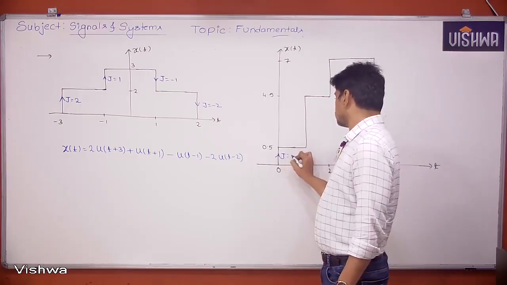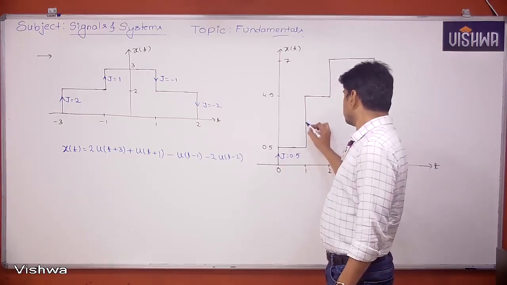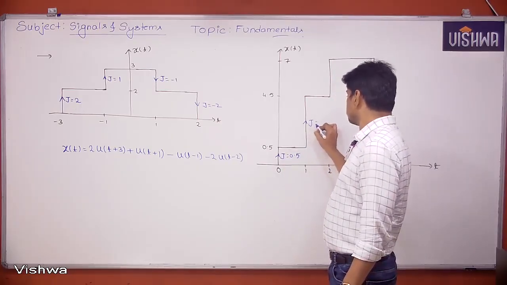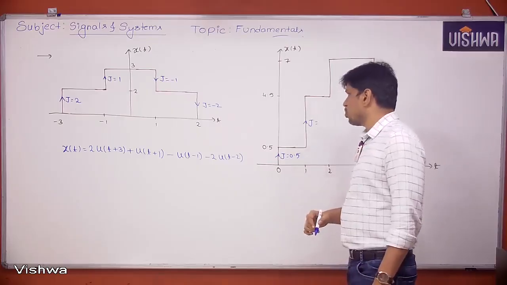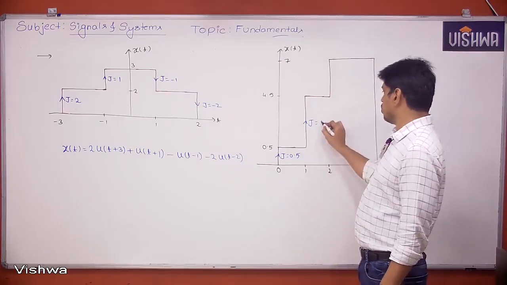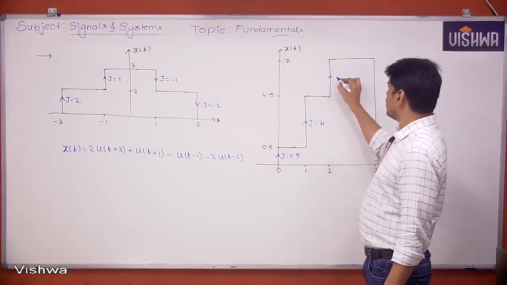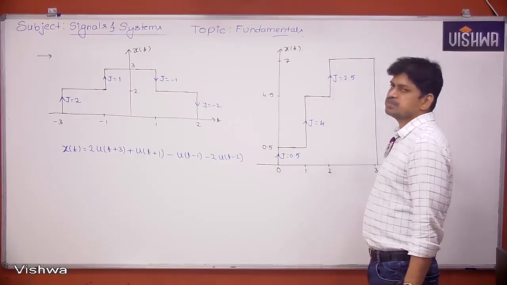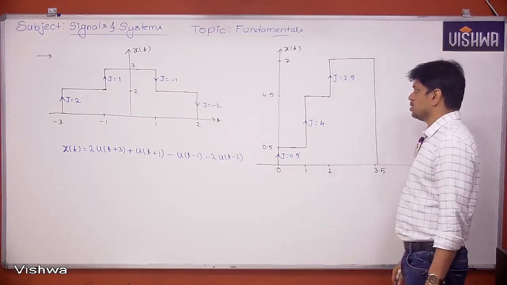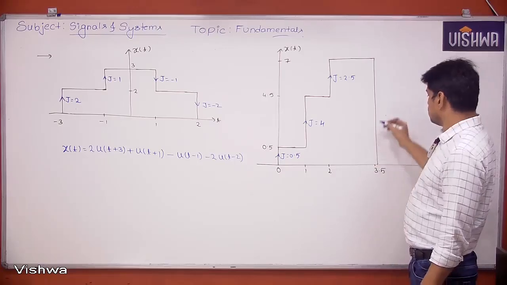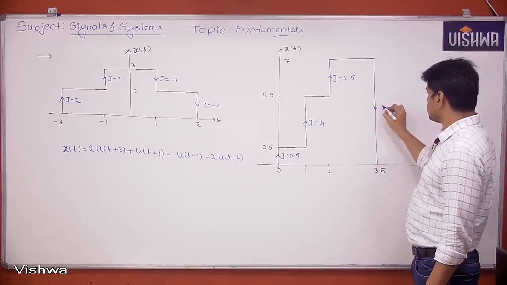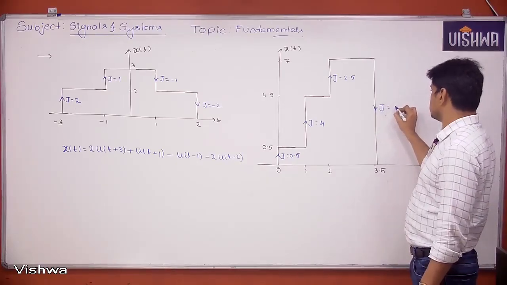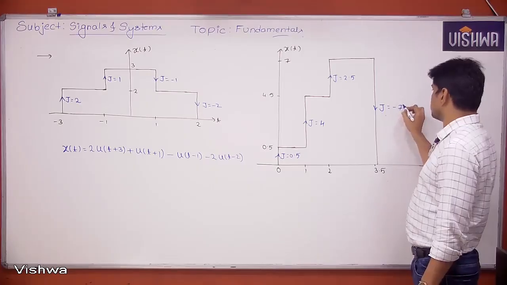Jump is equal to 0.5. Jump is equal to 0.5 to 4.5, that is nothing but 4. 4.5 to 7, that is 2.5. Understood? So that's what the jump values. But at 3.5 there is a downward jump because it is decreasing. So jump is equal to -7.